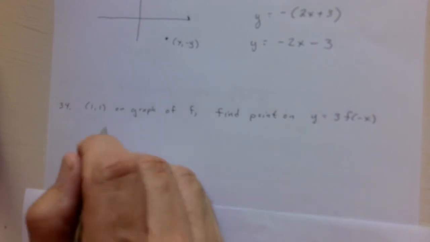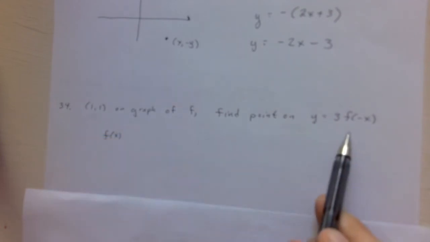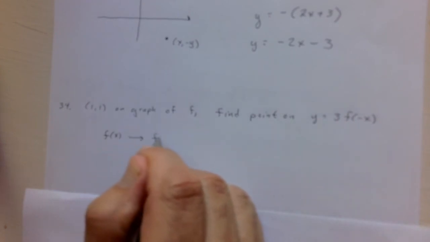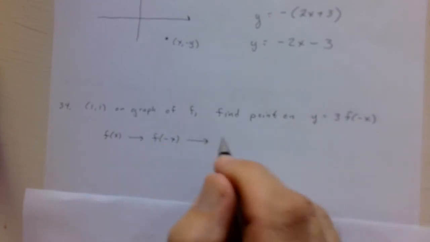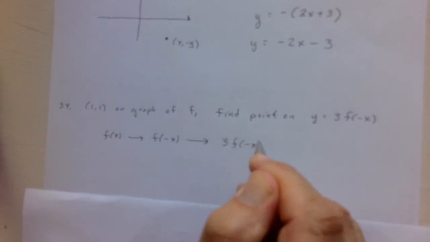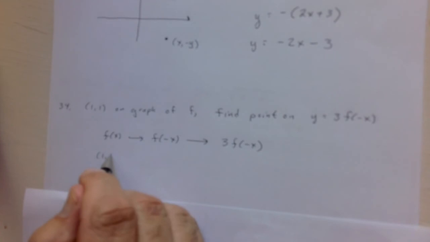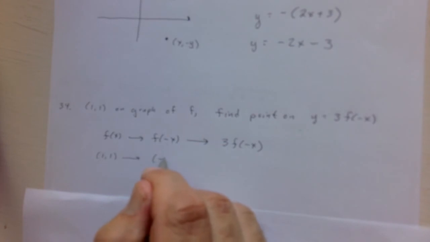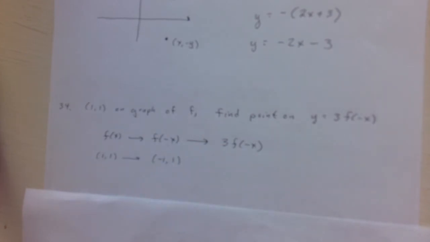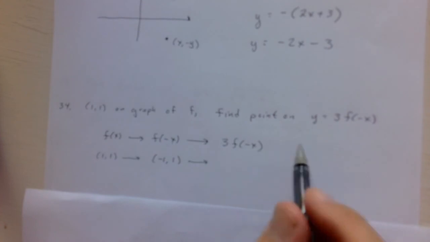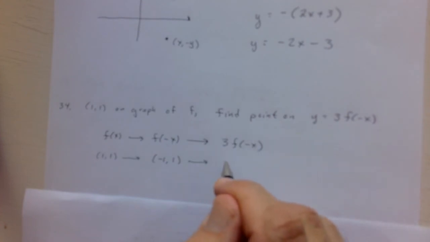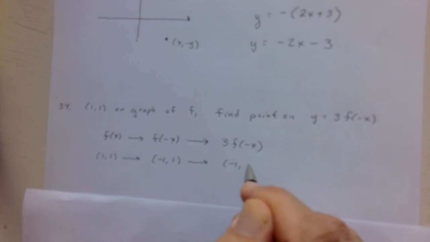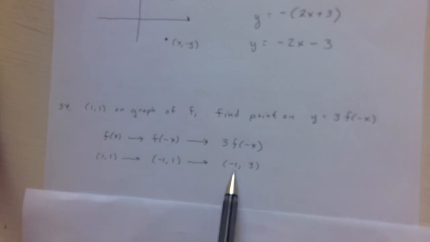We start with f of x, and we wanted to get something like this. First we're going to replace x with minus x, and then we multiply everything by 3. The point 1, 1 is on our original graph. We're changing the sign of x, so this becomes negative 1, 1. And then we're multiplying 3 on the outside, so we're multiplying the y-coordinate by 3. So this is negative 1, 1 times 3 is 3. And you can check that if you plug in negative 1 into here, you get 3.